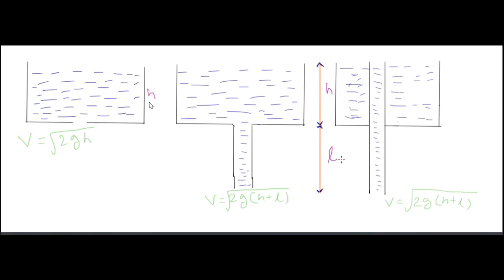Here in both cases we have v equal to root 2 g (h plus l). Here it's just a pipe which goes inwards up to the tank, and here there is no pipe. So whether it's a pipe or no pipe, the exit velocity of the fluid will be the same, because it depends upon the height from the free surface only.